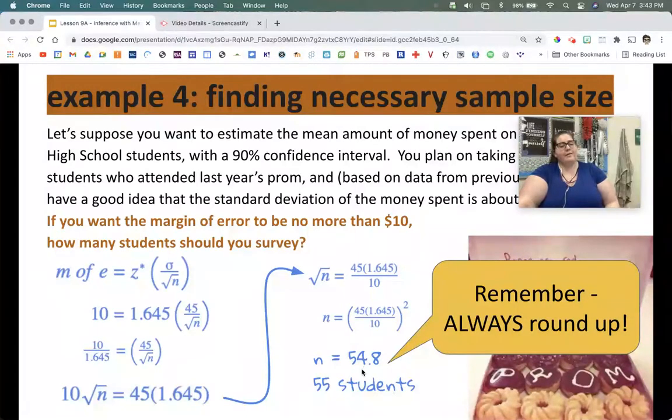Now on this problem, obviously it makes sense to round up because 0.8, I would round up. But even if that were like a 0.2, I would still round up. So 55 students is how many I need to ask to guarantee that my margin of error is no more than 10.